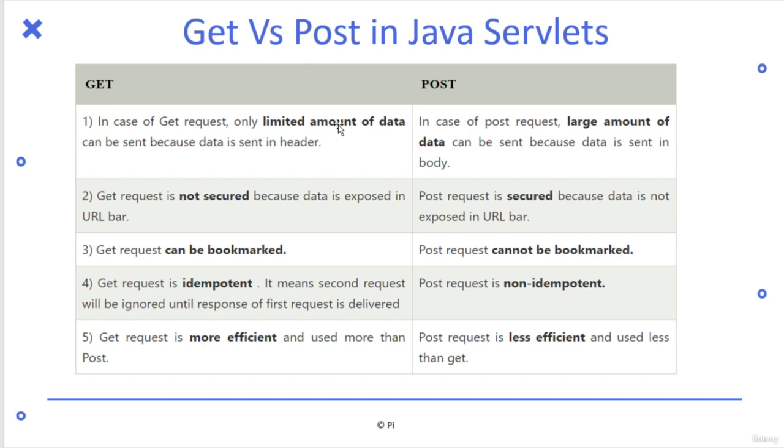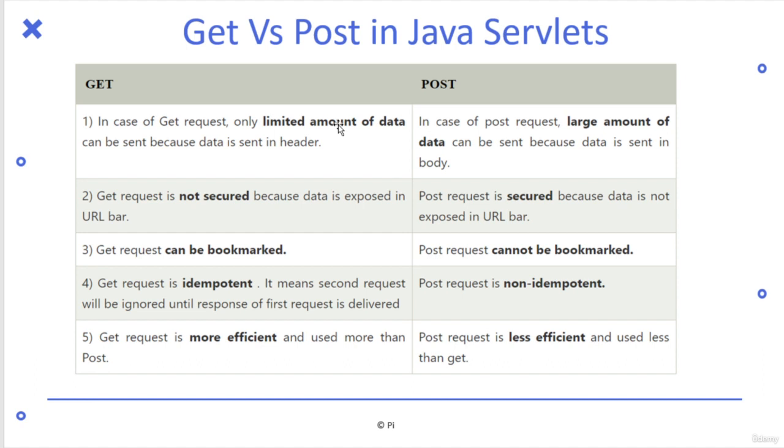But for simple things, like when I just want to fetch data from the database and show it, you can use the get method. Get request can be bookmarked, which means you can invoke it again and again, but a post method you cannot invoke again and again, only one time. Get request is idempotent. Idempotent means the second request will be ignored when the first request is delivered. You cannot ask for too many get methods, but inside post you can ask for many of the same post methods. Get request is more efficient and used more than post.